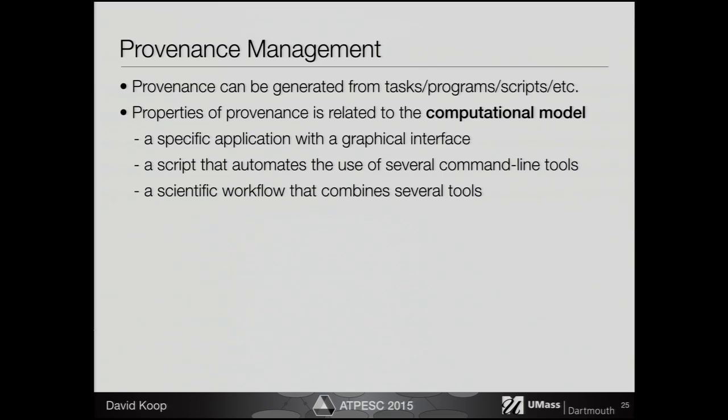Provenance can be generated from workflows. It can be generated from tasks, from programs, from scripts. The properties of provenance are usually related to the computational model. So if you have sort of a GUI application, the sort of provenance you get out of that is probably going to look a bit different than what you get from a command line script or from a workflow.